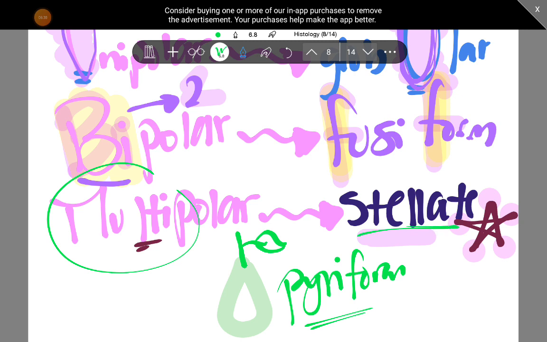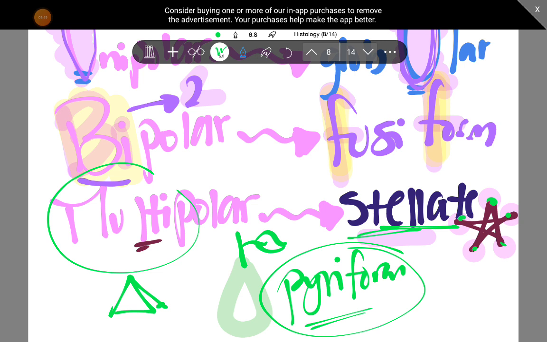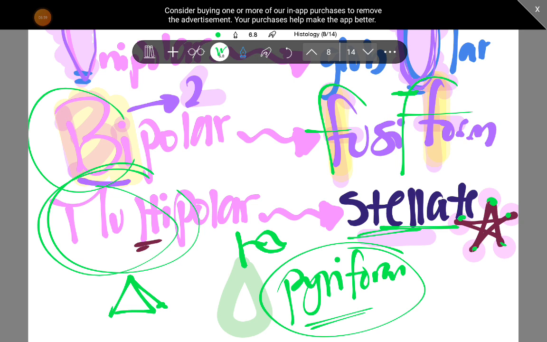I just wrote stellate because it looks like a star, and the star has a lot of angles, as you can see here. It can also look pyriform or pyramidal. That's the pyramid, baby. Okay, so again, I need you to say with me, unipolar is in the globular cells. Bipolar is fusiform because it has two F's, and bi means two. And the multipolar is stellate because the star has a lot of angles. It can also look pyriform or pyramidal. What can it look like? Pyriform or what? Pyramidal. Excellent.